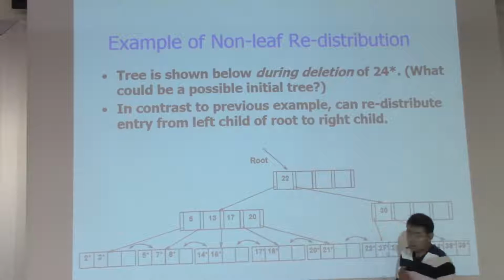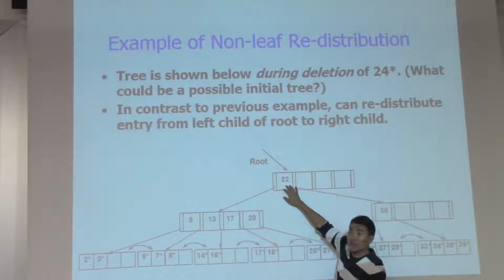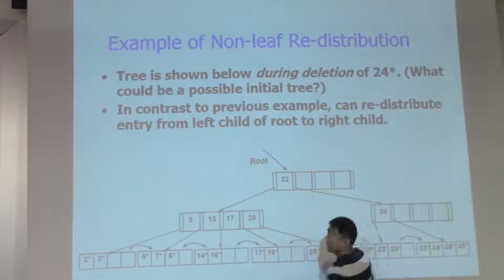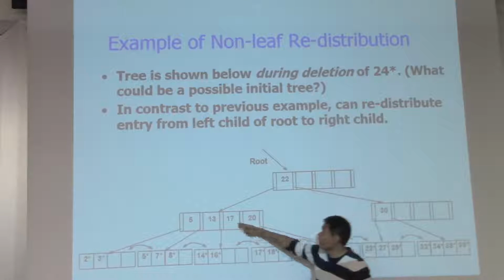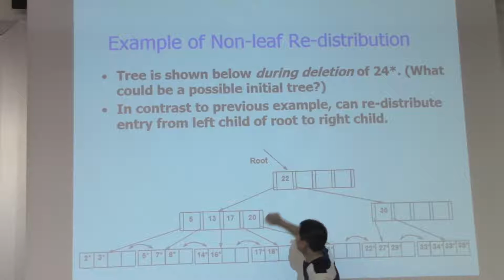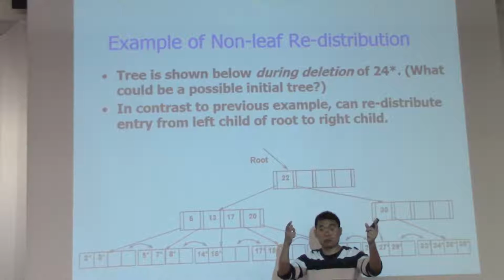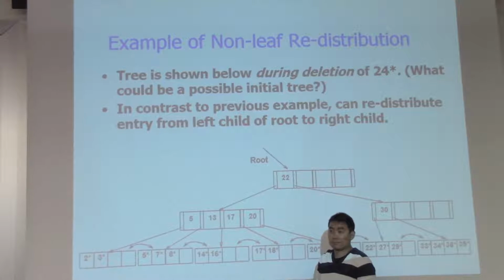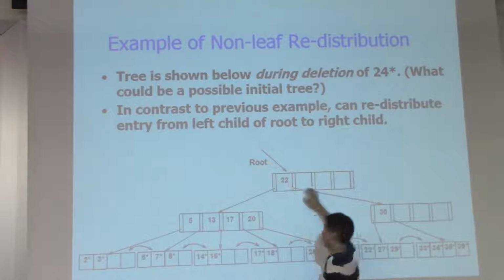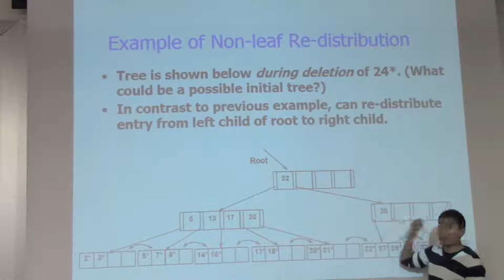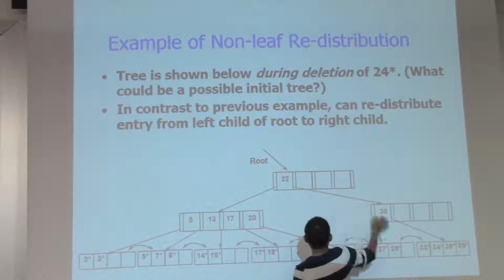So who should come here? Well, the first guy to come here is 22. So you do redistribution like that. You involve the two nodes in concern, as well as the entry in between the two nodes from the level above, because this entry was originally from this node in the first place. Okay? So you redistribute, 22 comes down.